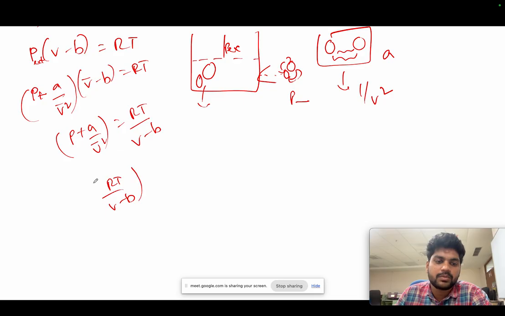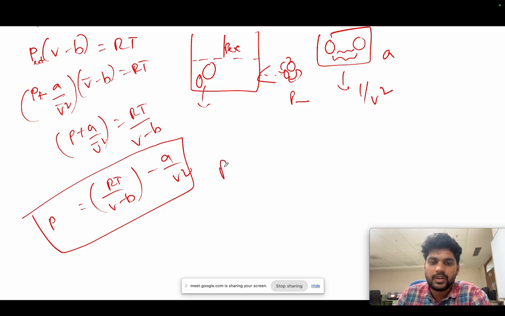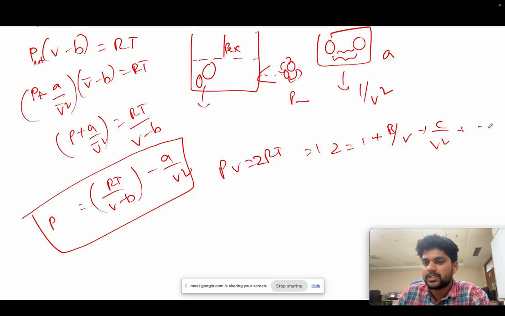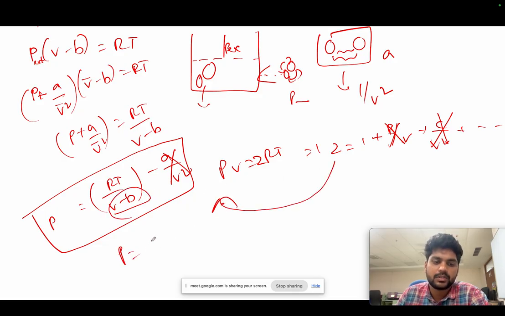RT by V minus B minus A by V square is equal to the pressure. If we consider PV equal to ZRT and use the Taylor expansion, Z equals 1 plus B by V plus C by V square, and so on. They added the C by V square term here, and the 1 by V term here. This is how the equation is modified.